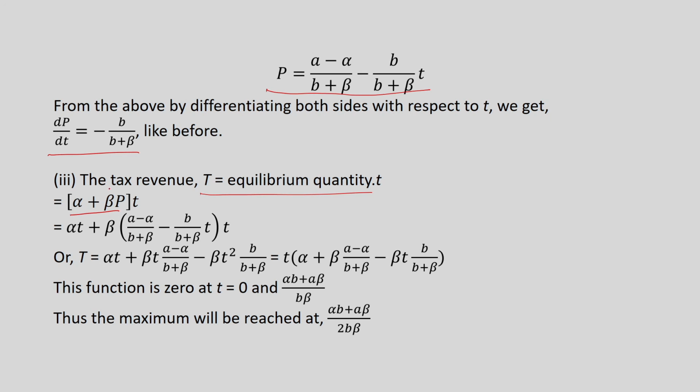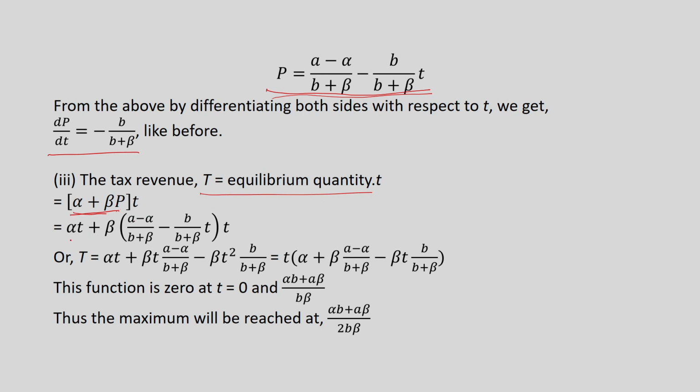So, I just take the supply expression, which is alpha plus beta p, where p is the equilibrium price. Why is p the equilibrium price? Because I want to find the equilibrium quantity that is being supplied and demanded, and that can be found only at the equilibrium price. The equilibrium price is already found, so I have to substitute it here, and mind you, I have just broken down this term.